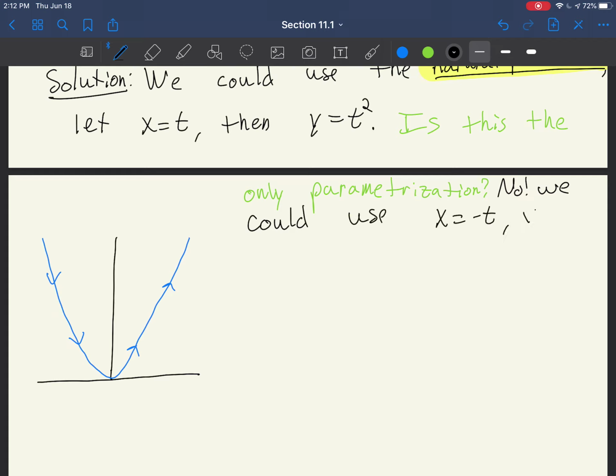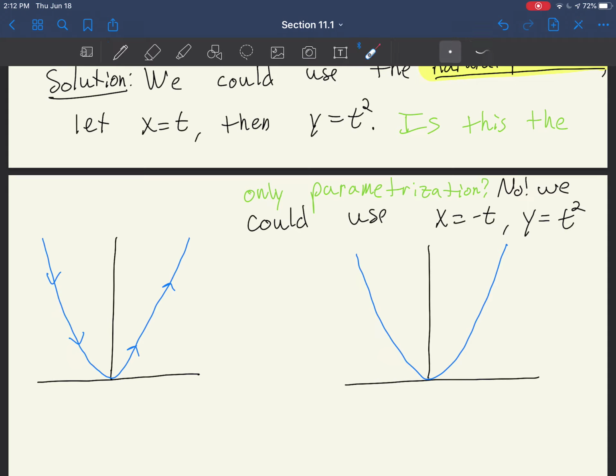The answer is no. We could also do x equals negative t and y equals t squared. This is also a valid parameterization for this curve. And if we were to graph this one, it's also going to be a parabola, because if you eliminate the parameter, you still get a parabola.